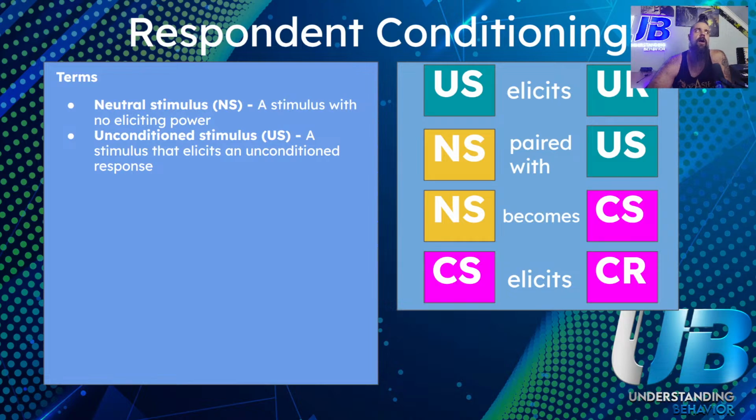Let's talk about our next term. So we have an unconditioned stimulus. It's really easy to get these terms mixed up. Neutral just has no power at all. An unconditioned stimulus has a power, so it elicits an unconditioned response, and it does so without needing any pairing. It kind of just naturally does this. So when we're talking about the salivation, we would say food elicits salivation on its own.